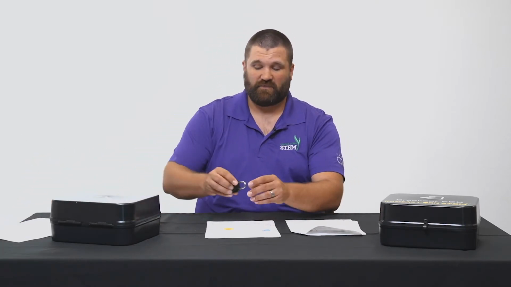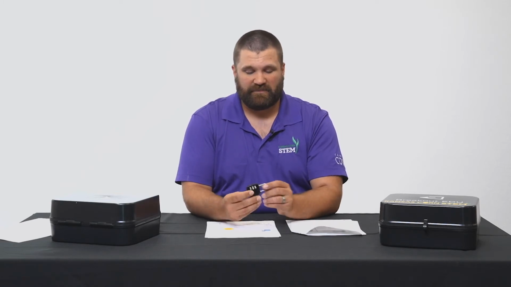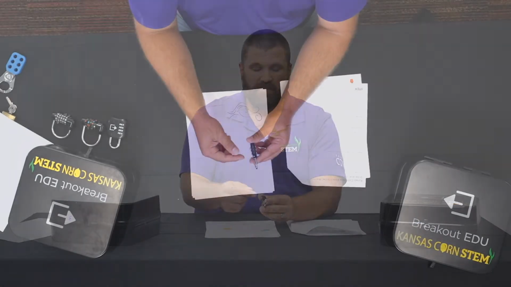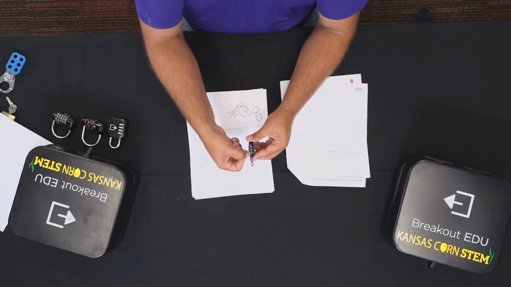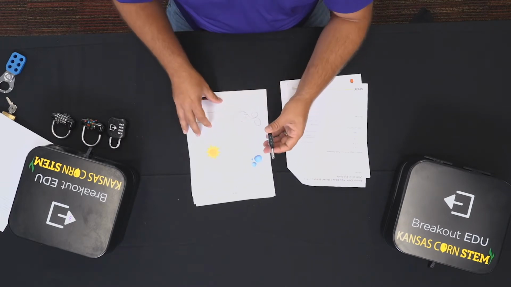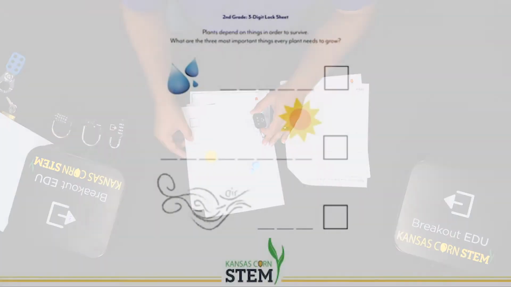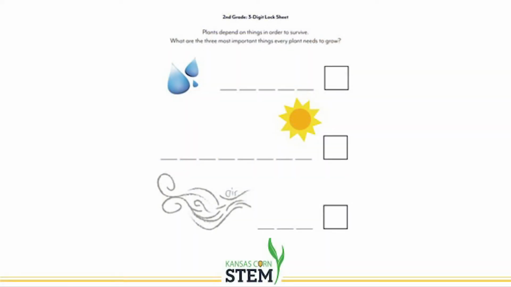As we look at some of the locks that you're going to need, you have the 3-digit lock. With the 3-digit lock, make sure that these are just your numbers that turn. The answer you're going to have from top to bottom, first, second, third, we're going to go right inside these circles. So when we look at the 3-digit lock sheet, plants depend on things to survive. What are the 3 most important things every plant needs to grow? We kind of help them out with the pictures. Hopefully they understand water, sunlight, and then air is actually even in the image on this picture. And then they're going to count up the letters and put that in our box.